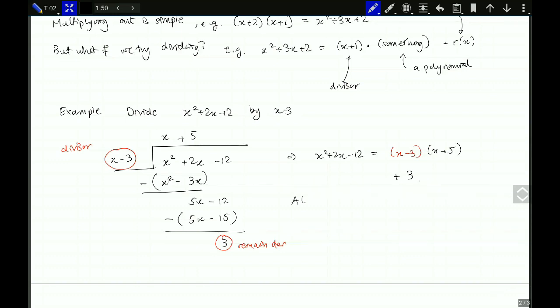Alternatively, we can say that x squared plus 2x minus 12, all divided by x minus 3, is equal to x plus 5 plus 3 over x minus 3.